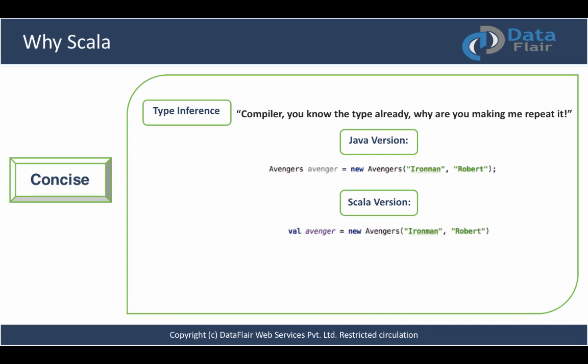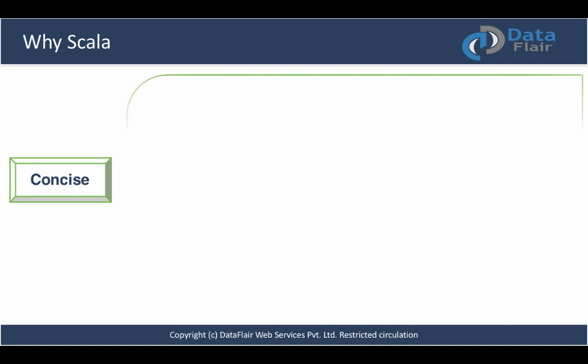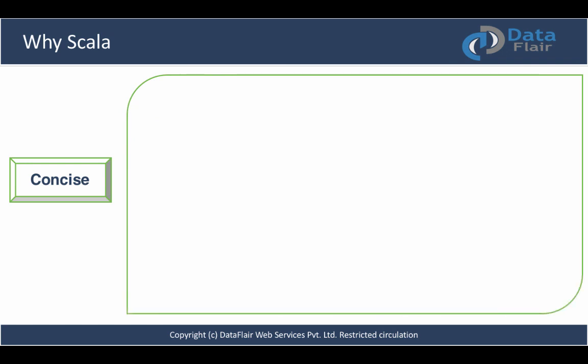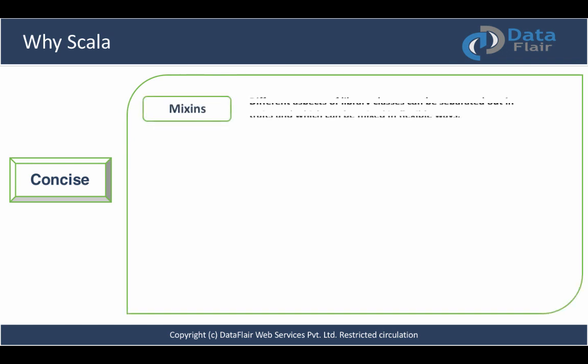In Java, you have to explicitly write the same thing again and again, like Avengers Avenger is equal to new Avengers. You can see that it's not good. If you know about Java's reflection property, you may already have an idea about how type inference can be a big relief for us.